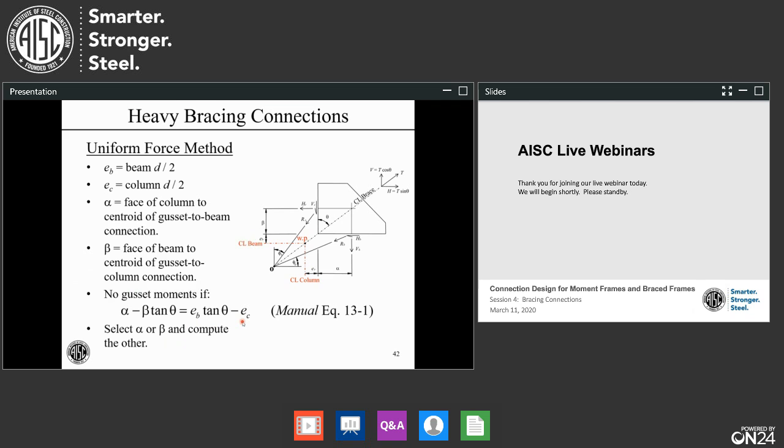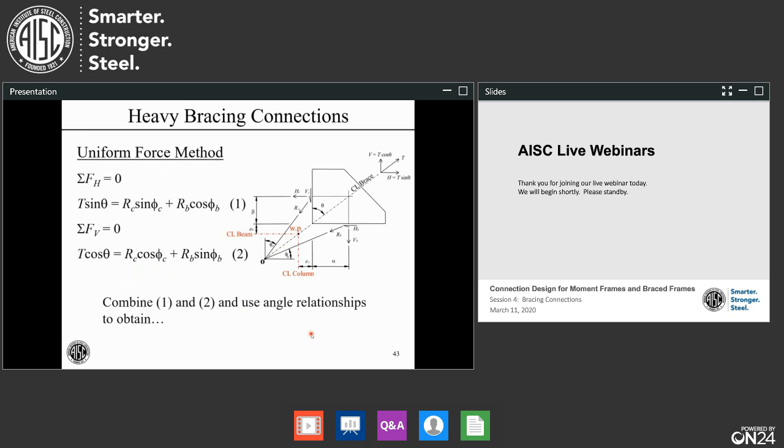E sub C. So in practical terms, we know E sub C and E sub B. We know theta. Somehow or another, we're going to pick alpha or beta depending on some practical constraint. It doesn't matter. You pick one of them and you calculate the other one to satisfy this equation, and then you're good. You're in this method then. So it's very, very convenient.